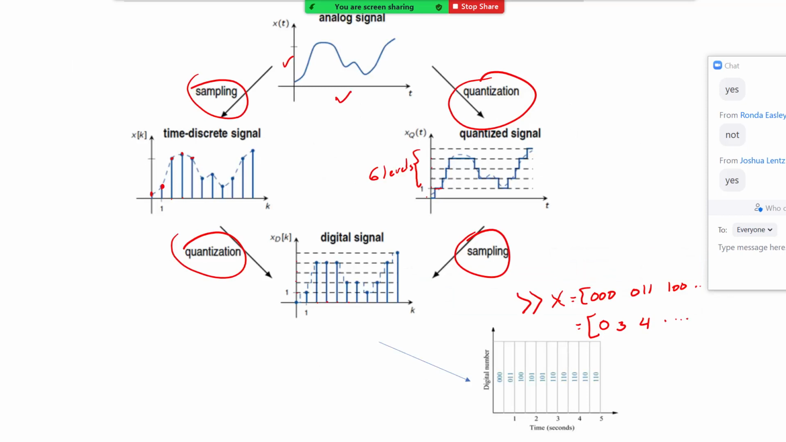And the point I'm trying to make is that when we get the digital signal and feed it to a computer, that signal physically does not exist. I cannot measure it with the oscilloscope. I cannot measure it with a voltmeter. It only exists on the computer. It's a sequence of numbers.